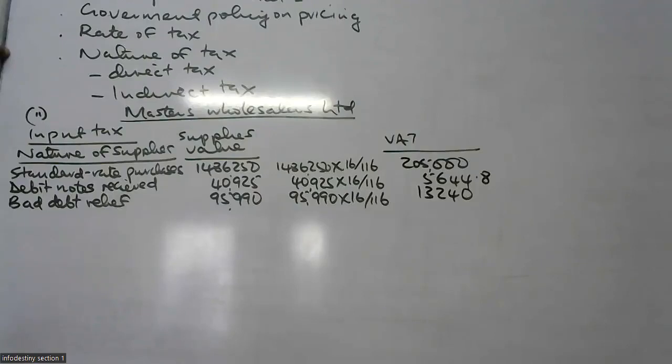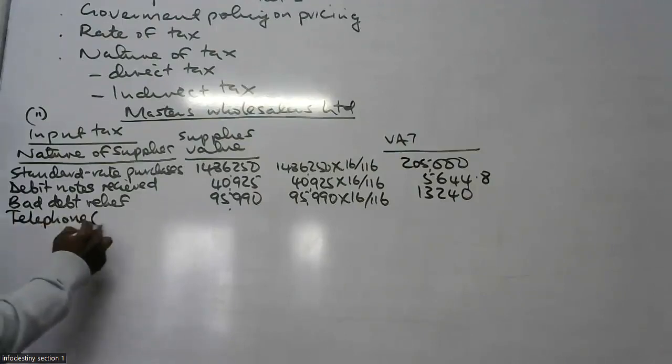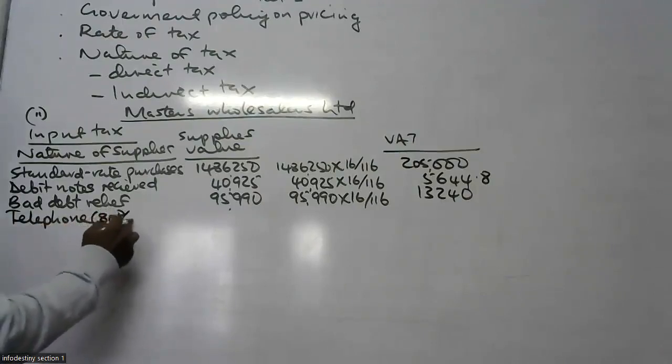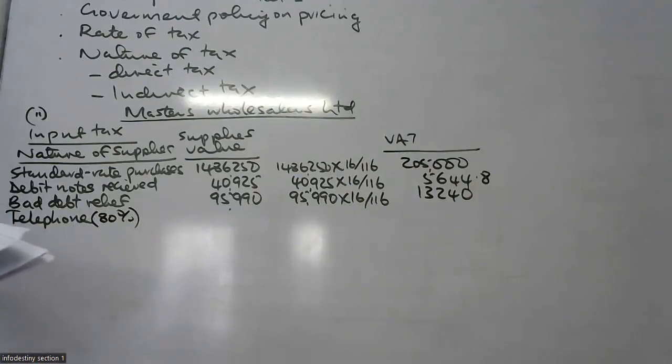In fact, the input VAT in relation to exempt supplies was limited. Then you get the other purchases from up there in the question, like telephone. They are saying telephone 20% is private. So it means you're going to get only 80% of the business for the telephone.